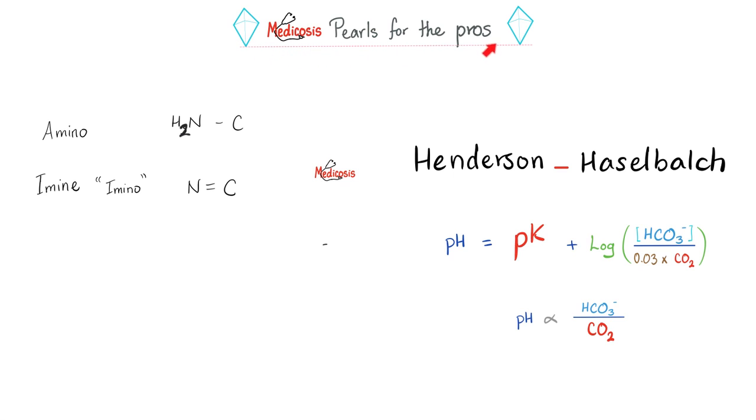Some pearls for the pros. What's the difference between amine and imine? Okay, amine is C bound to N with a single bond. But look at imine, double bond.